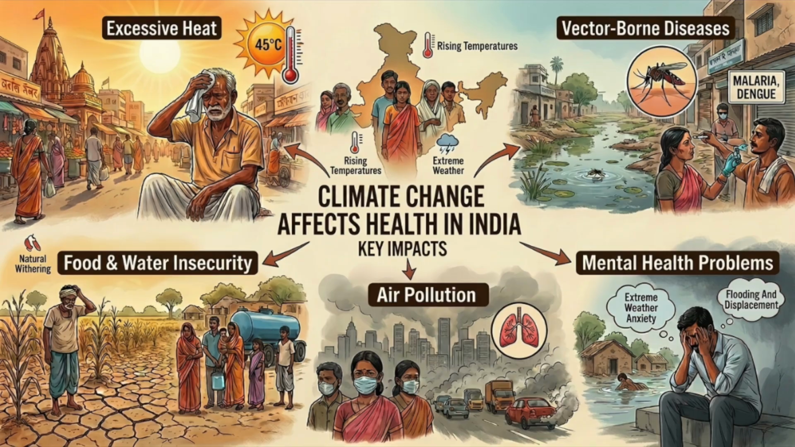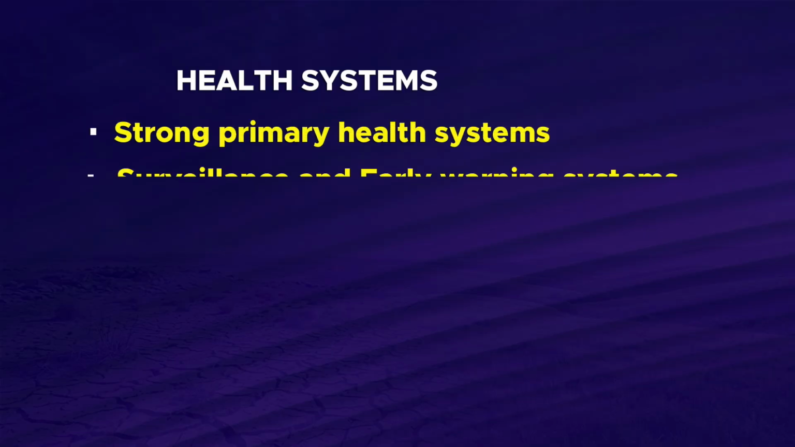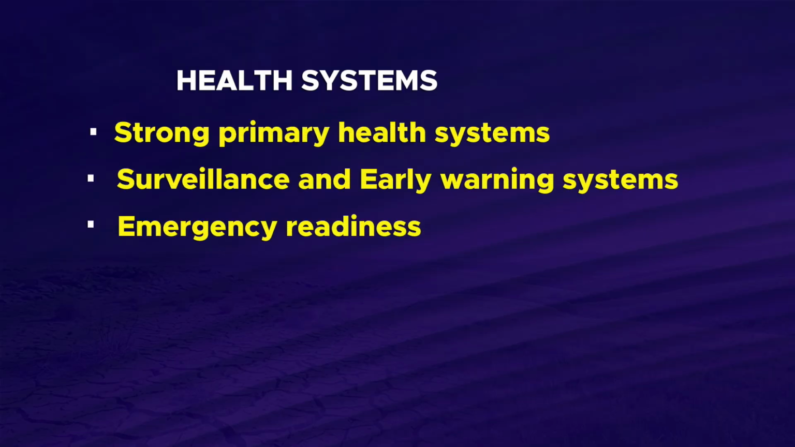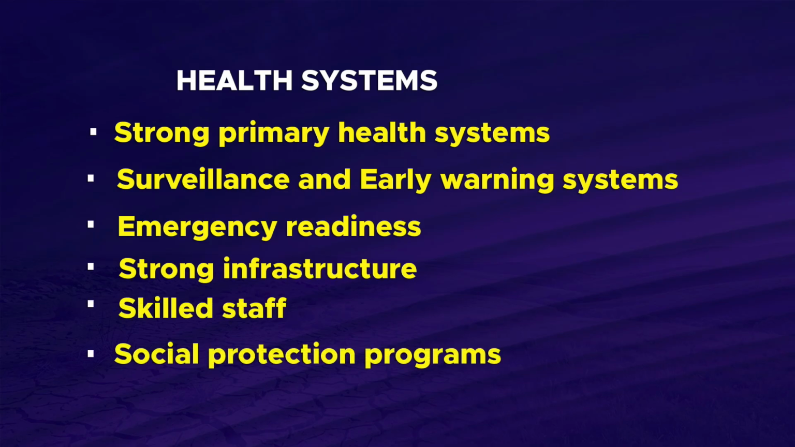Now let me explain to you the health system and the well-being of the people. Climate change affects health in many ways, such as through excessive heat, changes in the spread of water- and vector-borne diseases, food and water insecurity, air pollution, and mental health problems that come from being forced to move or stress at work. In the health sector, adaptive capacity means having strong primary health systems, surveillance and early warning systems, emergency readiness, strong infrastructure, skilled staff, and social protection programs that protect vulnerable groups from shocks.